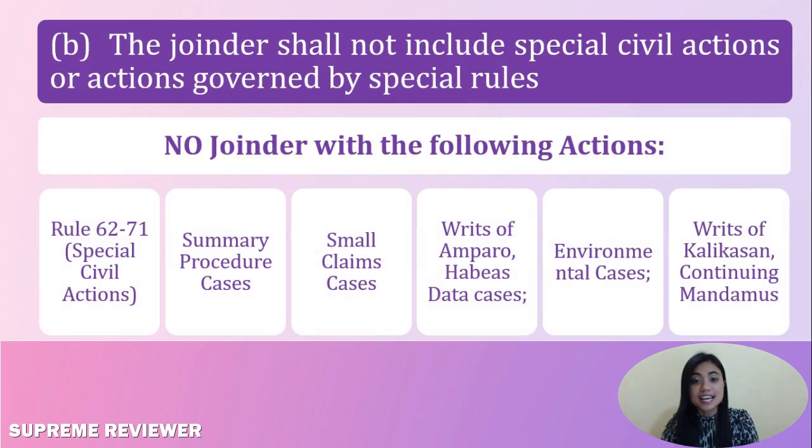Let's discuss the second condition for a valid joinder of causes of action. The joinder shall not include special civil actions or actions governed by special rules. Therefore, there shall be no joinder with the following actions: Rules 62 to 71, which cover special civil actions, summary procedure cases, small claims cases, writs of amparo, habeas data cases, environmental cases, writs of kalikasan, continuing mandamus, and other cases covered or governed by special rules.